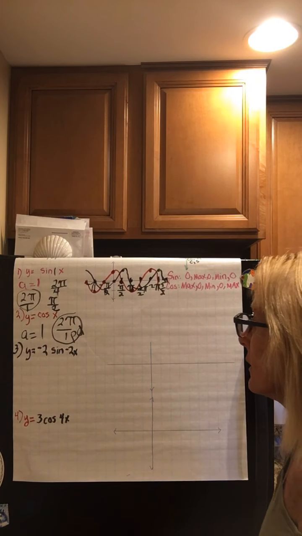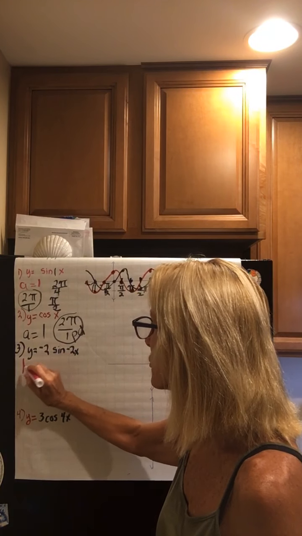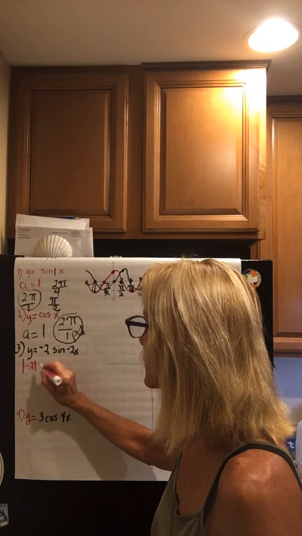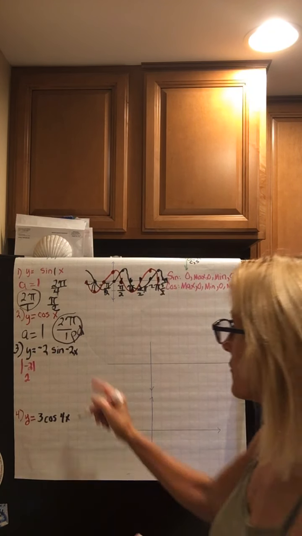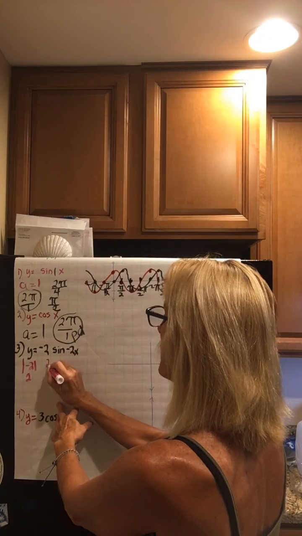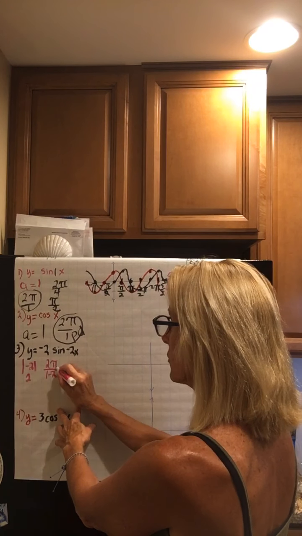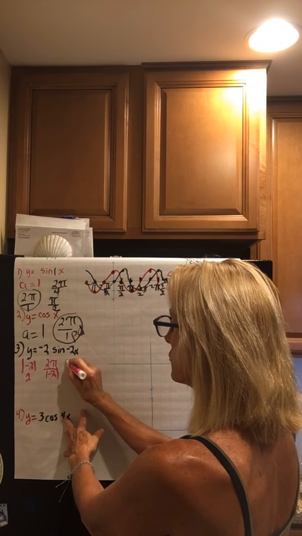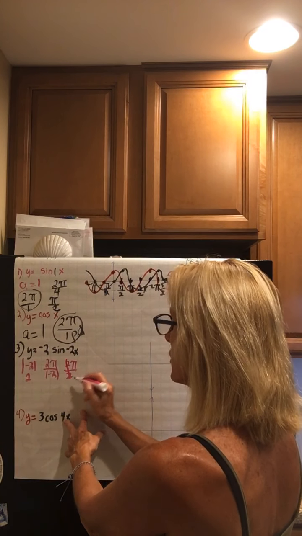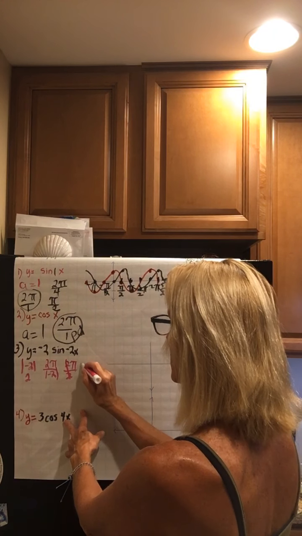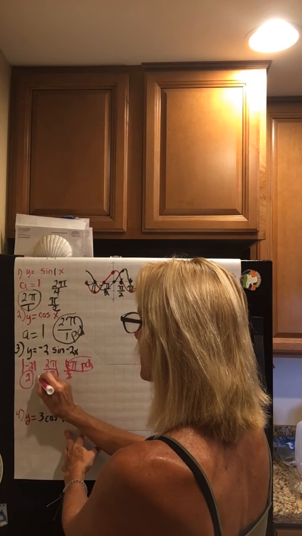Okay, so number 3. So I look here and I got, okay, negative 2 is my A, so my amplitude, the absolute value of negative 2 is 2. Okay, remember that's the distance from the midline. And then to find my period, I'm going to take 2 pi divided by the absolute value of negative 2. So the absolute value of negative 2 is 2. And then this cancels out. So my period is pi. So my period here is pi. And there's my amplitude A.